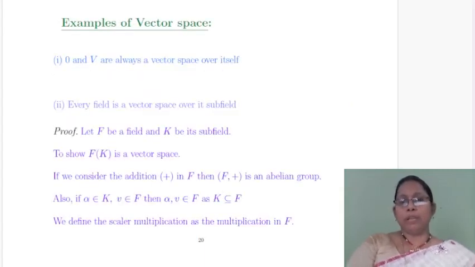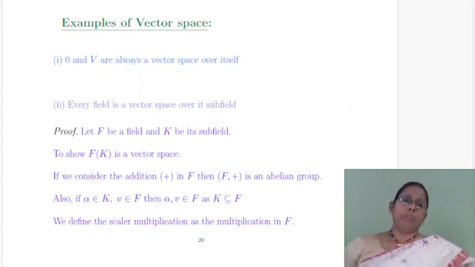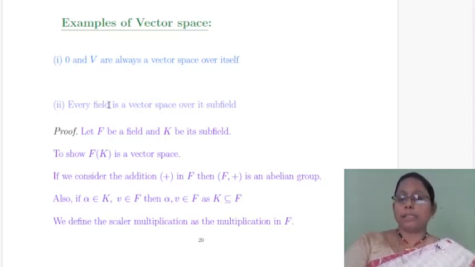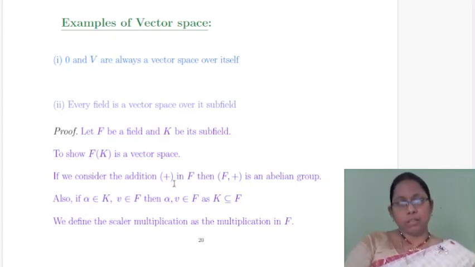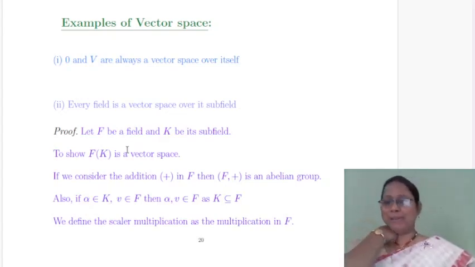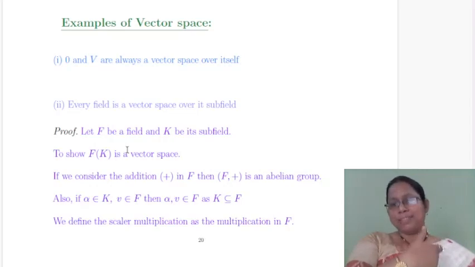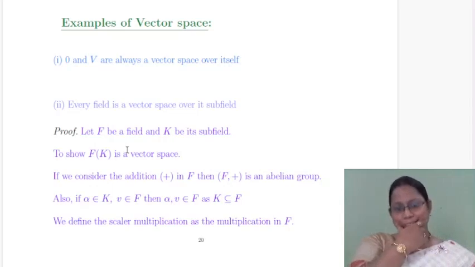Next are some more examples of vector space. The zero space, the pure trivial vector space, is automatically a vector space over itself. Next is every field is a vector space over its subfield. Such kind of question is never asked in BSc and BTech syllabus, so very rarely asked. So I am proving this using a field and a subfield.